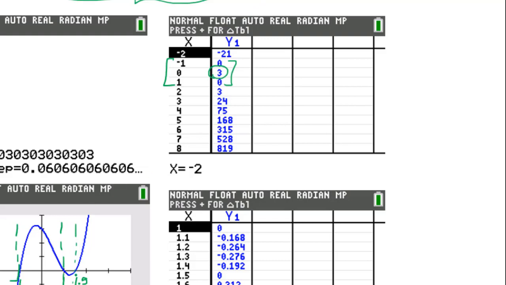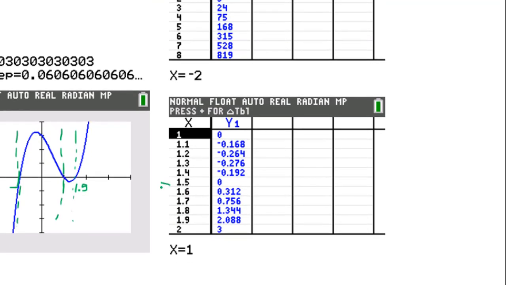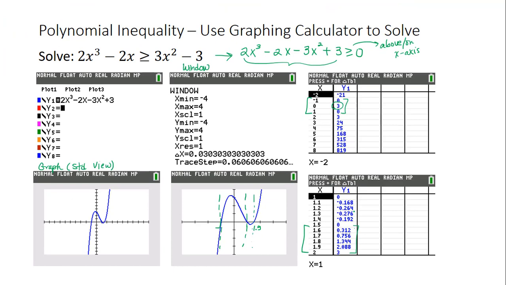And then to the right of 1.5, like 1.6 on up, notice that my y values are positive. So again, that's what I'm looking for, is what x values have a positive y value. I can do that by looking at the graph or by looking at specific y values for chosen x values. In any case, the solution is -1 to 1 with brackets union 1.5 to infinity.